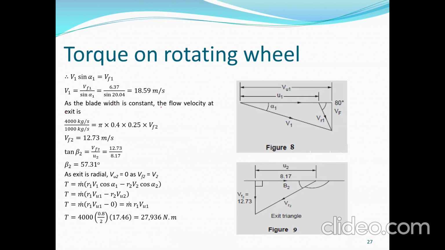As the blade width is constant, the flow velocity at exit is 4,000 over 1,000 times pi times 0.4 times 0.25, so Vf2 is equal to 12.73 meters per second. It gets bigger because the radius gets smaller. So tangent beta 2 is equal to Vf2 over U2, which is 12.73 over 8.17. So beta 2 is 57.31 degrees. That is beta 2.